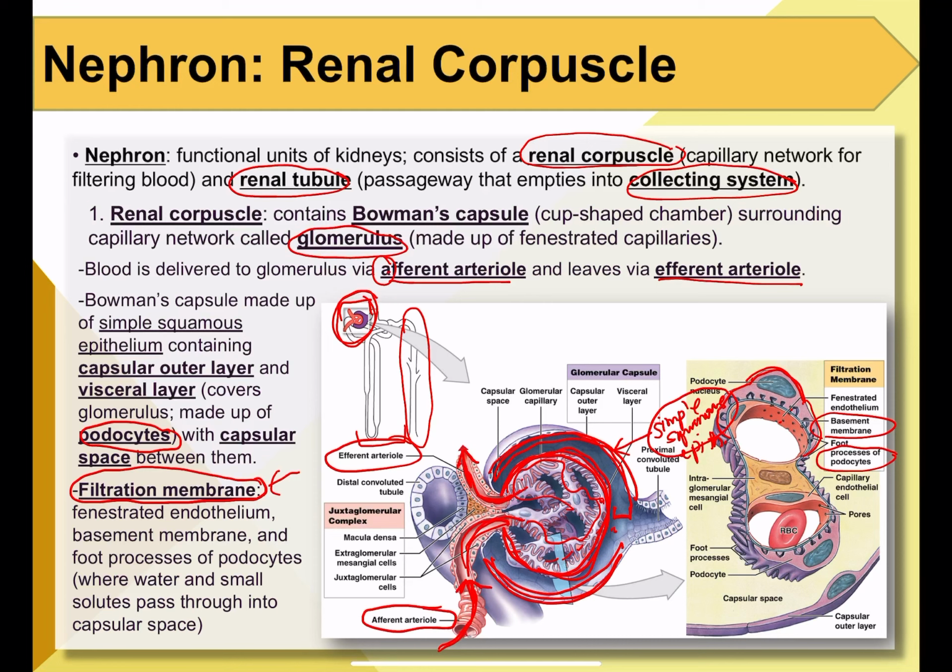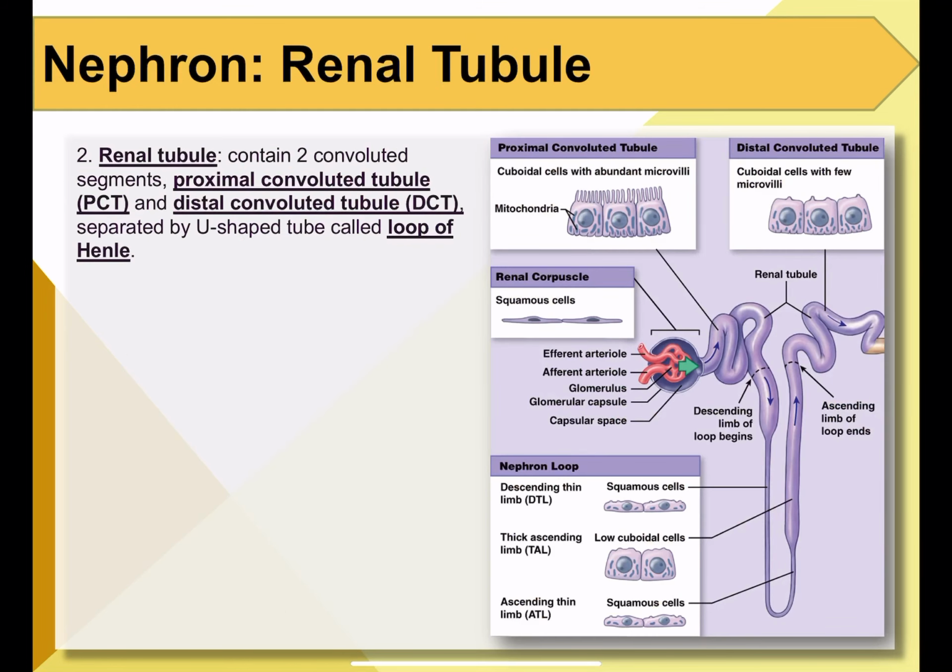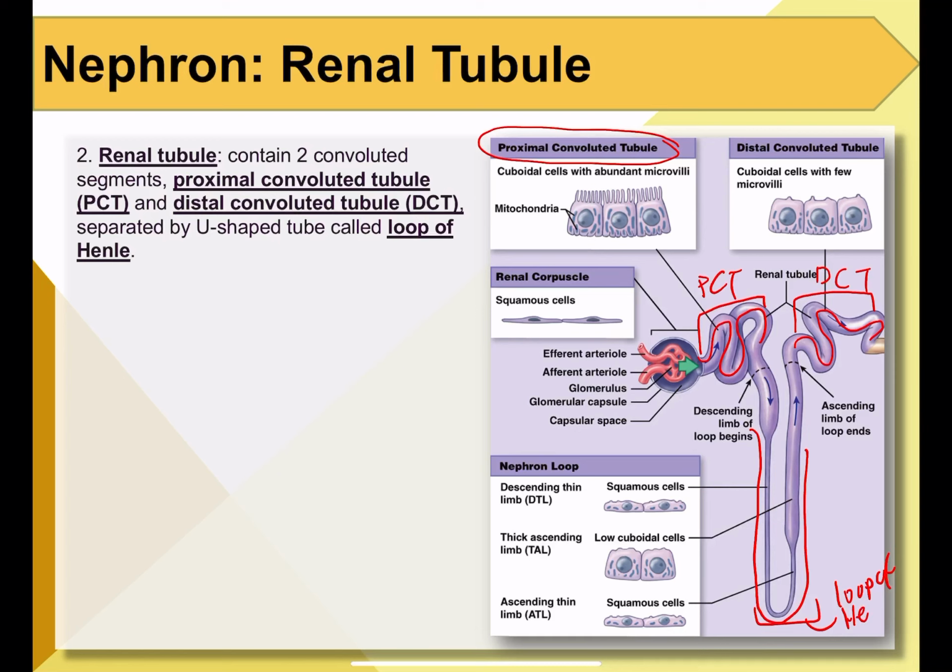All right. So the second portion of the nephron is your renal tubule, after your glomerulus. It is further divided into three parts. You have your proximal convoluted tubule, which is this portion right here. So this is what's called your PCT, proximal convoluted tubule. And then you have your distal convoluted tubule, which is known as the DCT. And then you have your loop of Henle right here, which is usually in that U-shaped area.